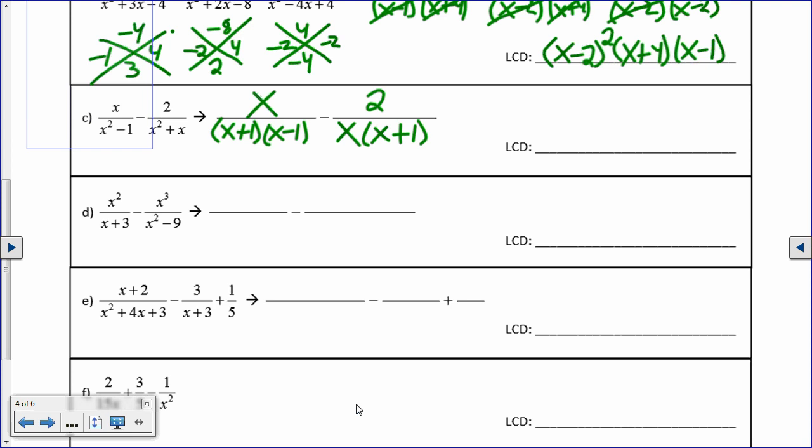Why can't you do x minus x and x plus 1? Yeah, right, because they're not perfect squares. Never mind. They're not perfect squares, so you can't do the same thing.